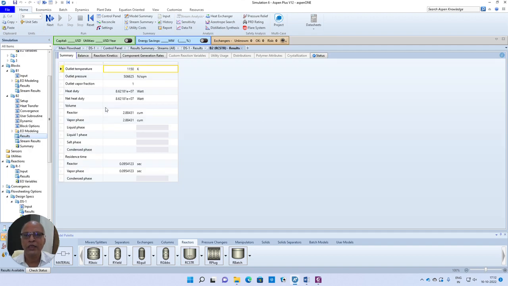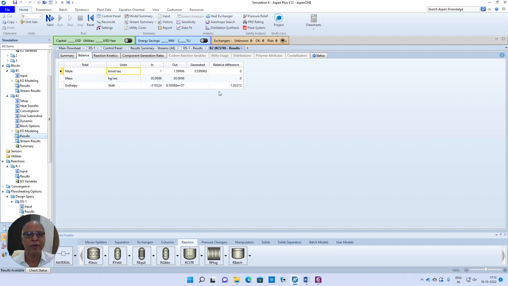You can see this is the amount of heat duty. This is positive. What do you mean by this? This reaction is endothermic because the reactor is operating at a constant temperature of 1150 Kelvin. Unless we add this much heat, it may not be possible for us to keep the temperature constant. The residence time of the reactor is about 0.05 seconds. So this is the mass and energy balances. There is a difference in energy balance because we did not address how this required heat is supplied.